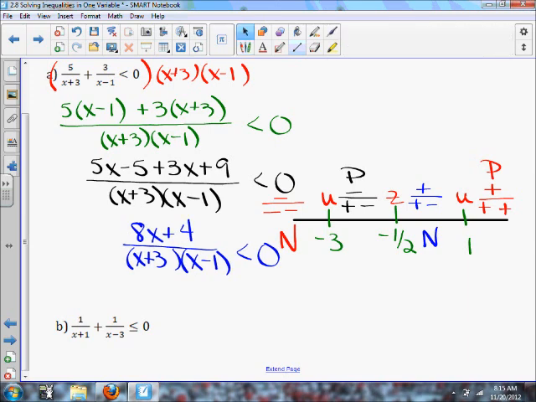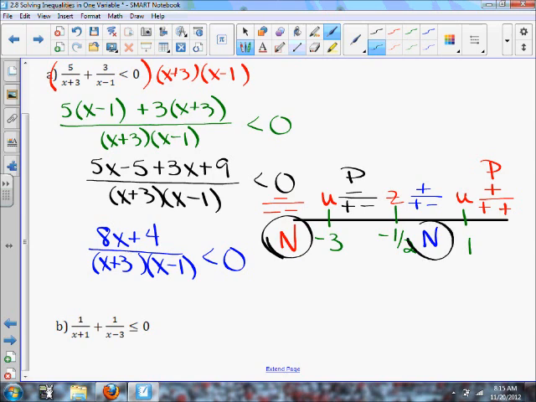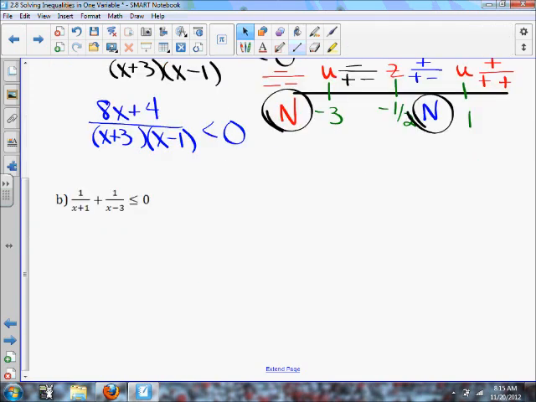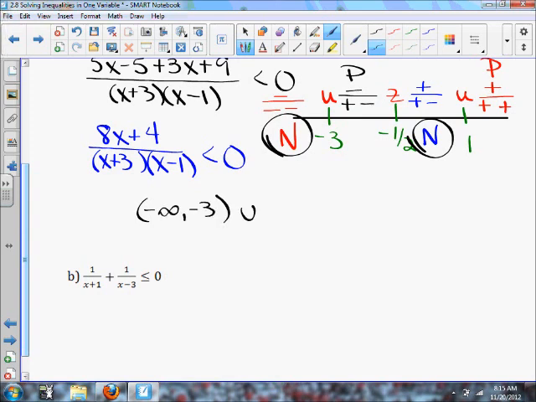Now, we want to know where it's less than 0. So everywhere that you see a negative, that's where it's less than 0, correct? So our answer will look like negative infinity to negative 3 in union with negative 1/2 to 1. There's our answer. Are there any questions on that? All right. Please try example B.